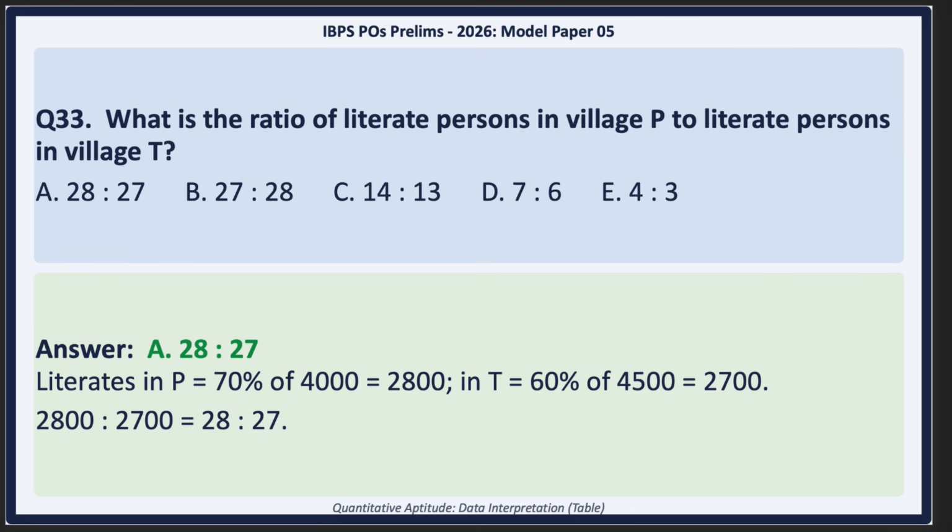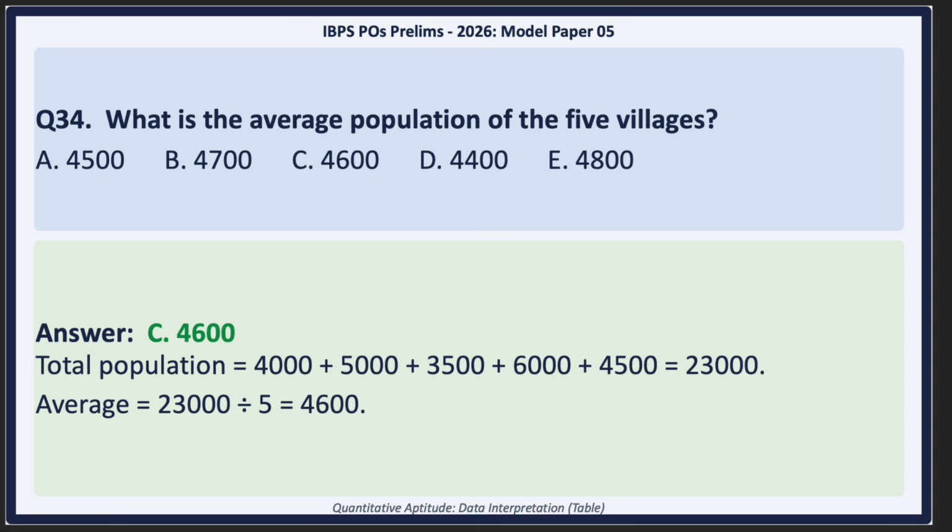So you pull 70% of 4,000, which is 2,800, and 60% of 4,500, which is 2,700. The ratio is just 28 to 27. Notice how the test makers design the numbers to collapse cleanly. They aren't trying to punish you with messy fractions here. That's reassuring. Even question 34, asking for the average population across all 5 villages, is just adding them up to 23,000 and dividing by 5 to get 4,600.